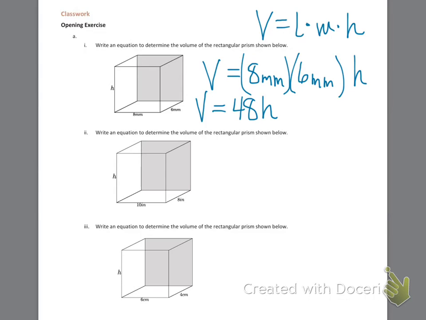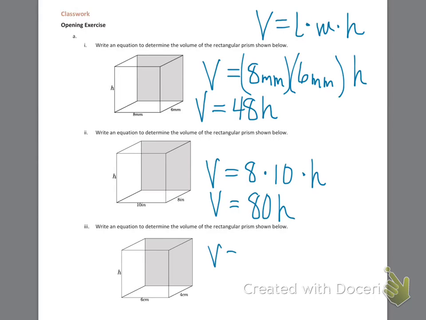So continuing on that theme, the second one we would have the volume is 8 times 10 times H, or the volume is 80H. And then for the last one, volume is 6 times 4 times H, simplified 24H.